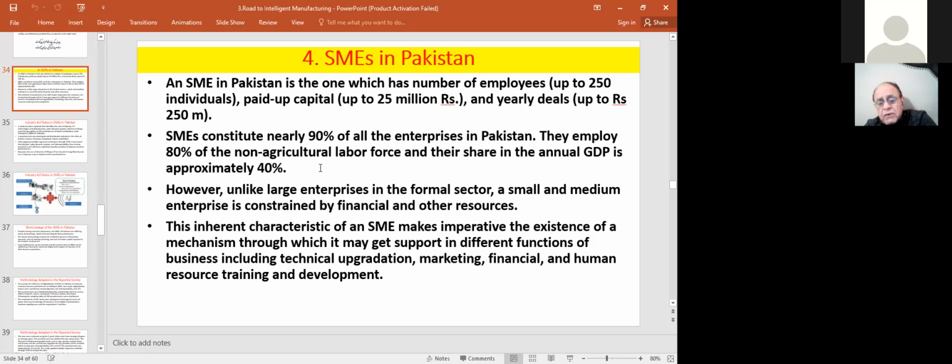So what is required there? As an outcome of the survey, what they require is availability of financial instruments, upgrading of their technologies, upgrading of their marketing capabilities, and training of the human resource there.